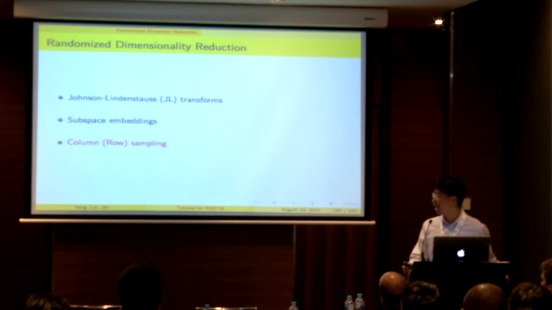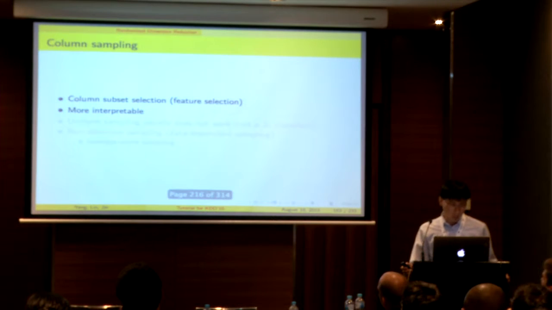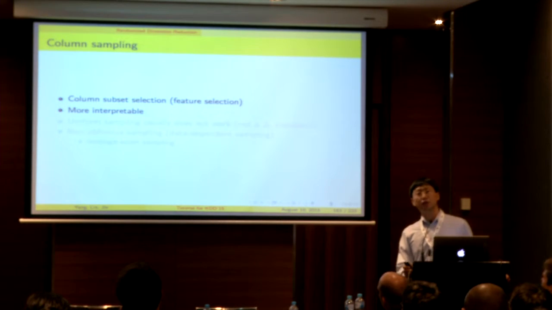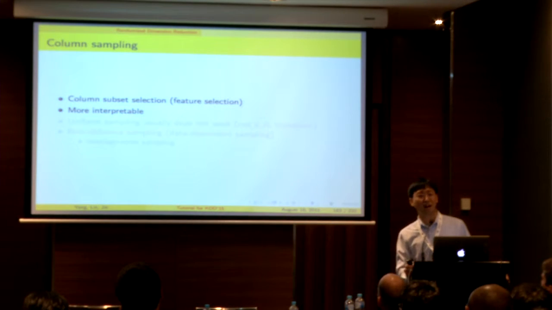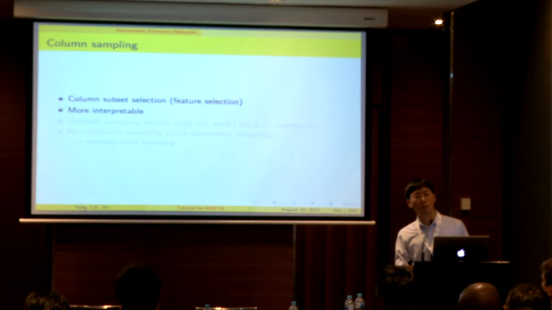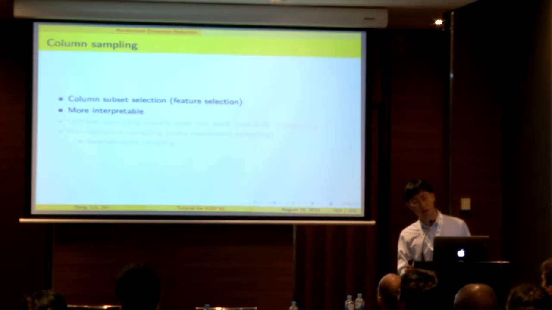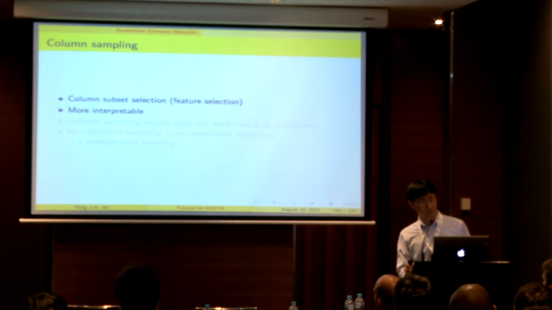It is called column or row sampling in the literature. I use the term column sampling. The idea is that if you have a data matrix X, you want to approximate it with a smaller matrix. So instead of using a random reduction approach, here we randomly select the columns. We want to select the most informative columns from the original data matrix to approximate the large data matrix. This is the column subset selection problem, and also the feature selection problem.